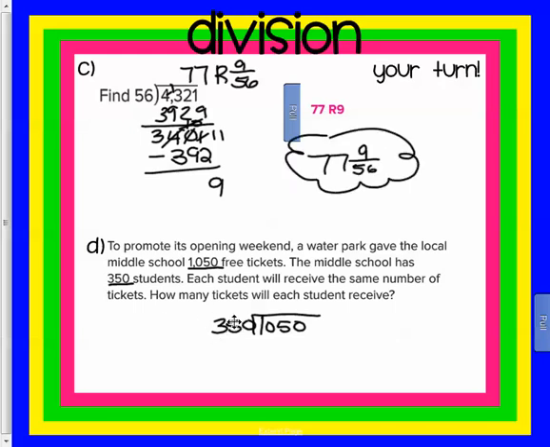Over here, we divide. 350 goes in perfectly a total of 3 times. And 3 times 0 is 0, 3 times 5 is 15, 3 times 3 is 9, plus 1 is 10.